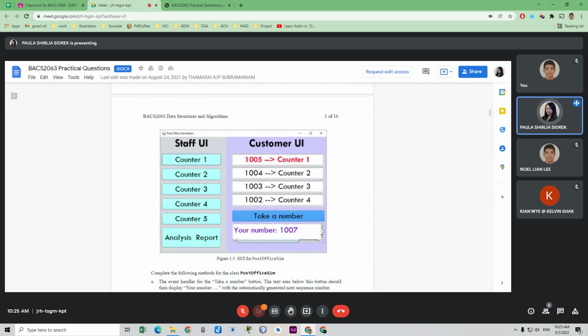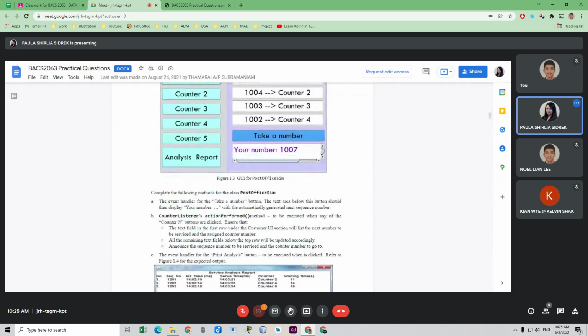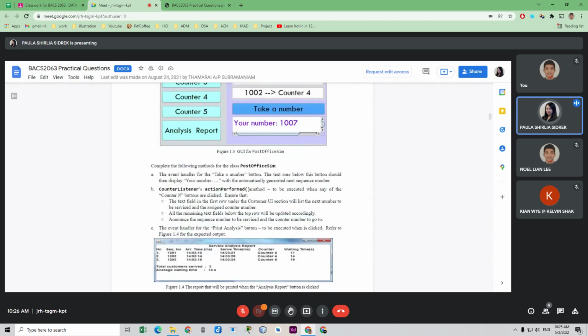So you have a number over here. When you are assigned, if the last number is already done, then your number will be assigned to any one of the counters which is available, for example. See? The event handler for the take a number button, the text area below this button should then display a number with the automatically generated next sequence number.